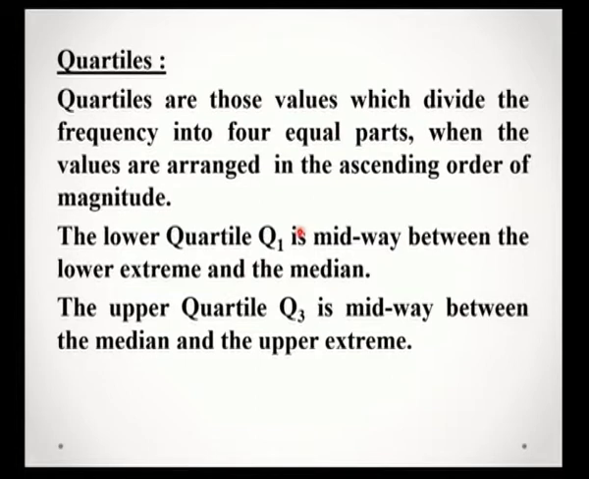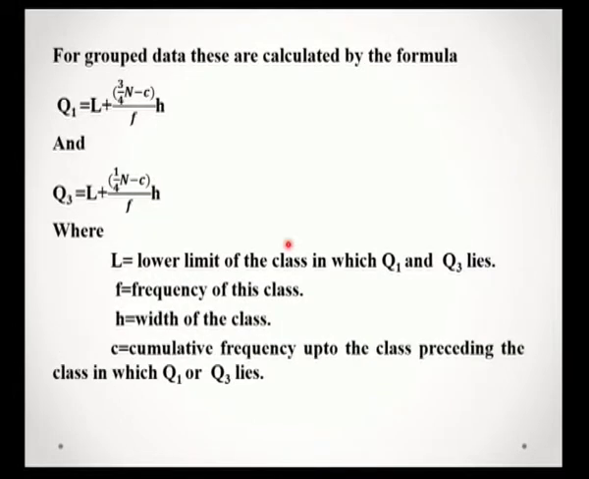The lower quartile is the midway between the lower extreme and the median. You have learnt the median is the middle value when the number of data is odd. If the number of data is even, we take the average of the two central values. Here the lower quartile is midway between the lower value and the median. The upper quartile is midway between the median and the upper extreme. For grouped data, how can these quartiles be calculated? Q1 is the lower quartile, Q3 is the upper quartile.